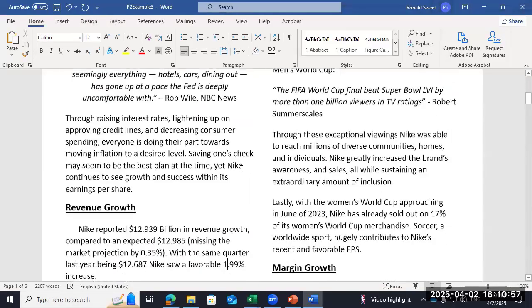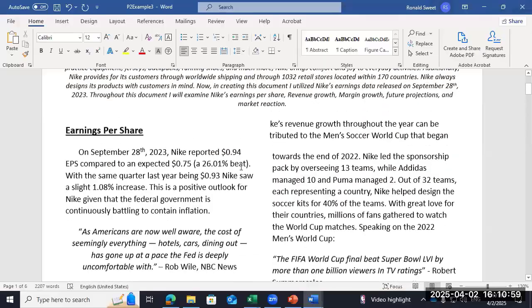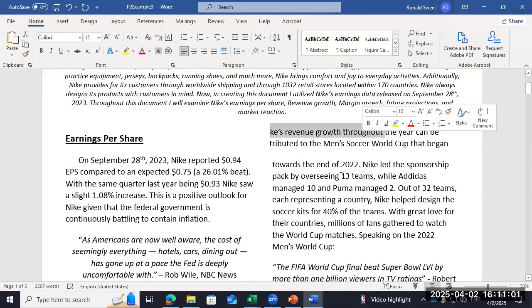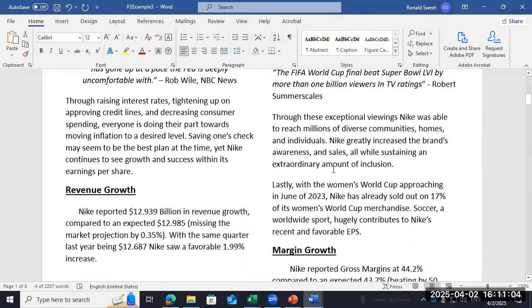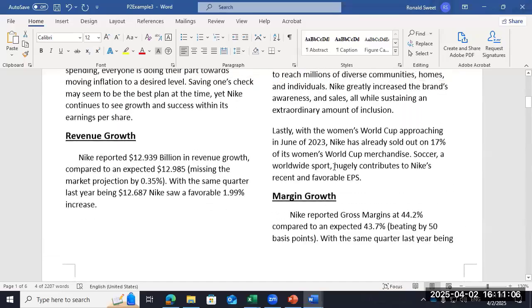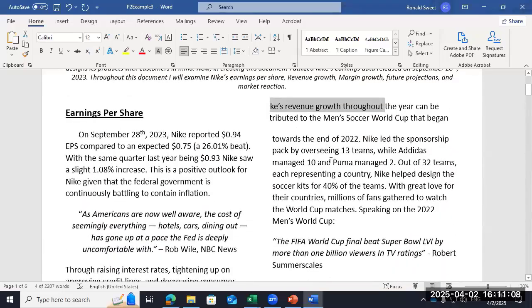Then they explain the numbers again. I don't like this approach because I think it gets tough with redundancy. I think you're better off telling the numbers and then saying why the numbers did what they did, versus saying here's earnings per share, this is why earnings per share did this. Here's revenue, here's why revenues did this. There's gross margin, here's why it did that. It's just going to get really redundant.